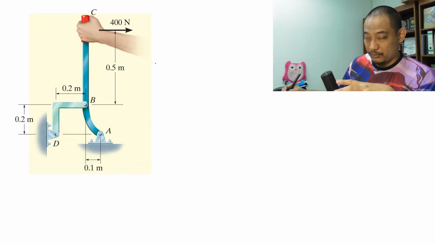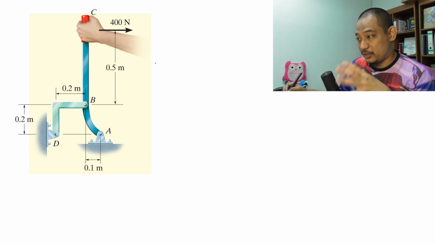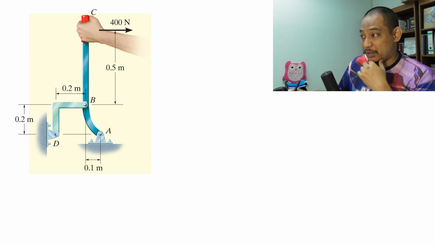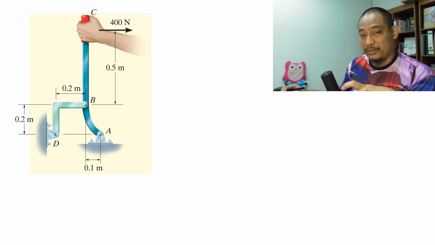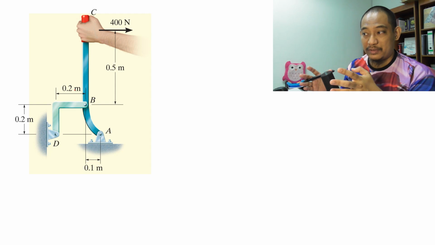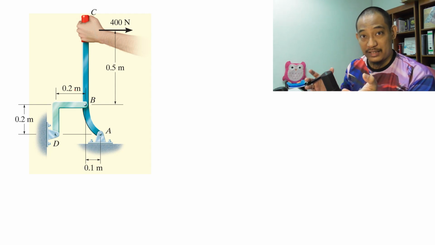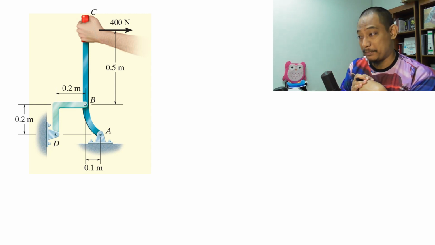Moving on. Now this next question is an equilibrium of a rigid body problem, right? So you have two members connected here. One is member BD and then member ABC. Now depending on the question, you have to determine which member you decide as the body of the free body diagram. Normally it will be ABC.